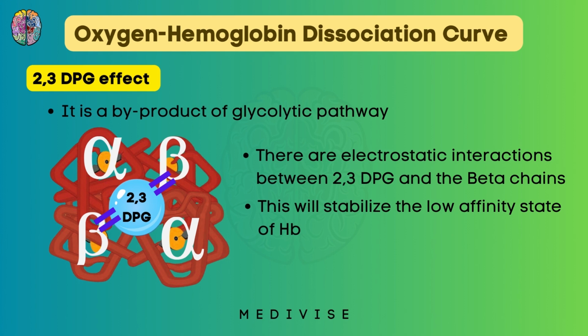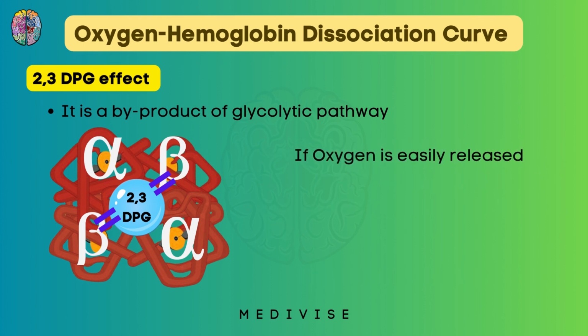So now if no love will be there, the oxygen will be released from the hemoglobin and will go to the tissues. And we also know that if oxygen is released and the affinity is low, what is this going to cause? Correct, it will cause a right shift. So that's why 2,3-DPG causes a right shift.